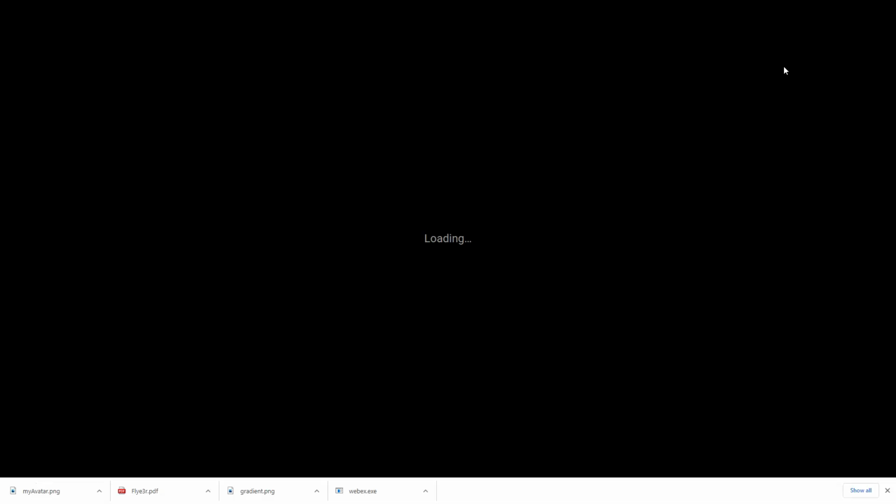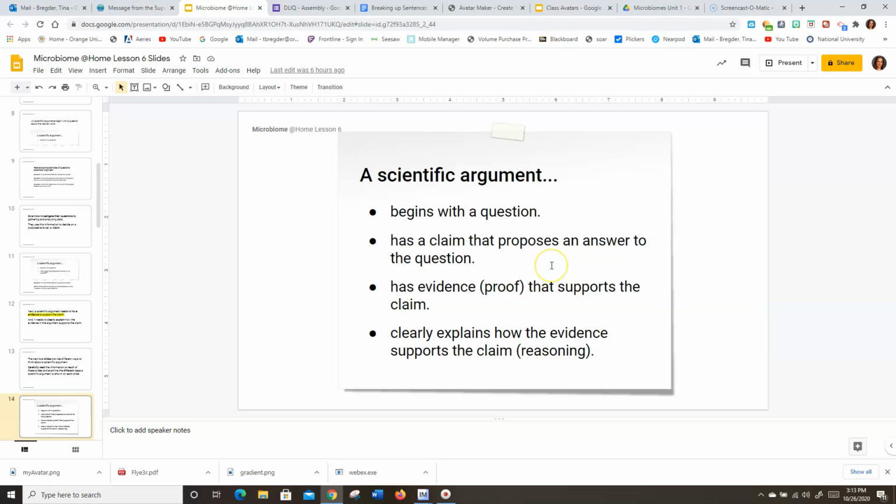Apparently it does not want to load. That's awesome. There. We'll just look at it there. Begins with a question. Has a claim. And we're going to go over these terms in just 1 second. That proposes an answer to the question. And feel free to pause at any time. Has evidence or proof that supports the claim.